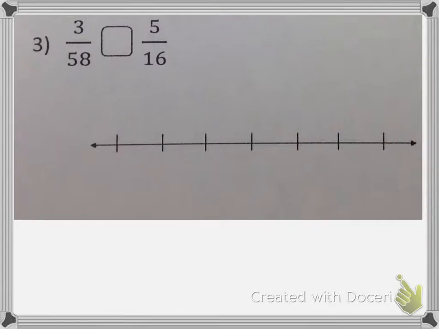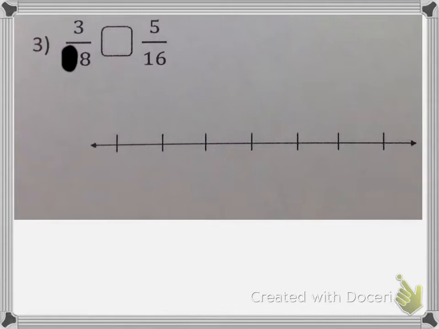So guys, I apologize. There is a big mistake here on this page. On this problem, it says 3/58, and that 5 needs to go away. That should be 3/8. So go ahead and correct that on your paper real quick. 3/8. Now I need to go ahead and make my number line.